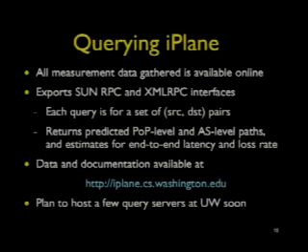So now that I've hopefully convinced you that the data that iPlane gives is reasonably accurate, how exactly can you access this data? Firstly, all the measurement data that we gather daily is available online at this URL. And further, we also run a query server on this host which exports two interfaces. One is a Sun RPC interface, and the other is an XML RPC interface. So you can basically issue queries for any source destination pairs you like.